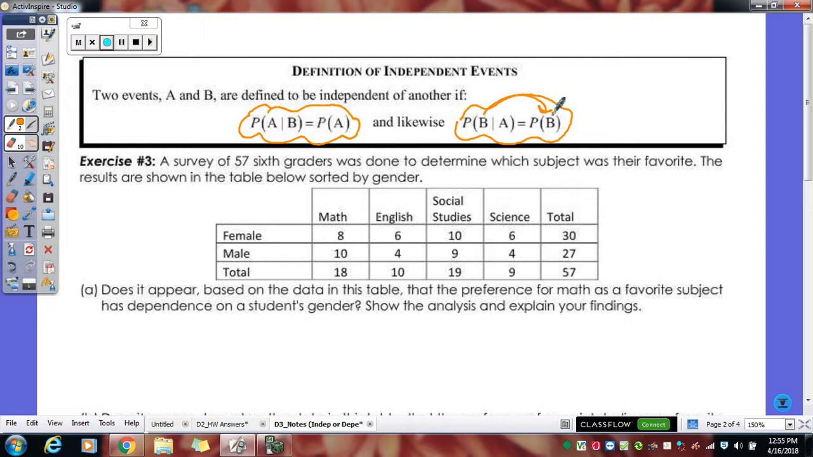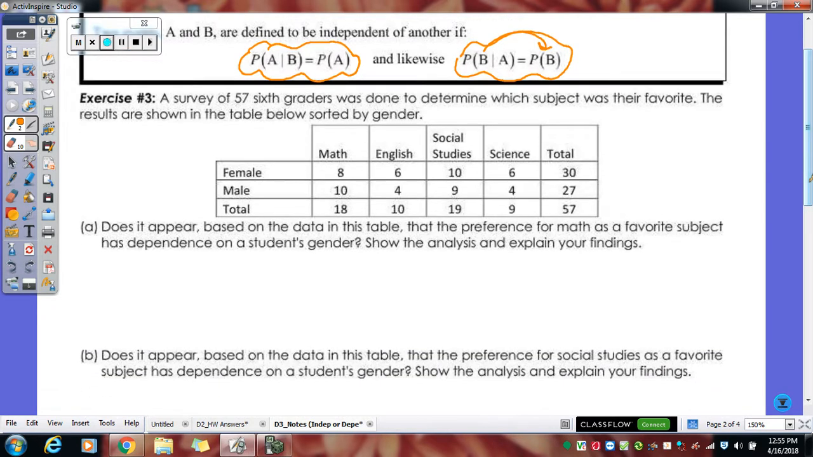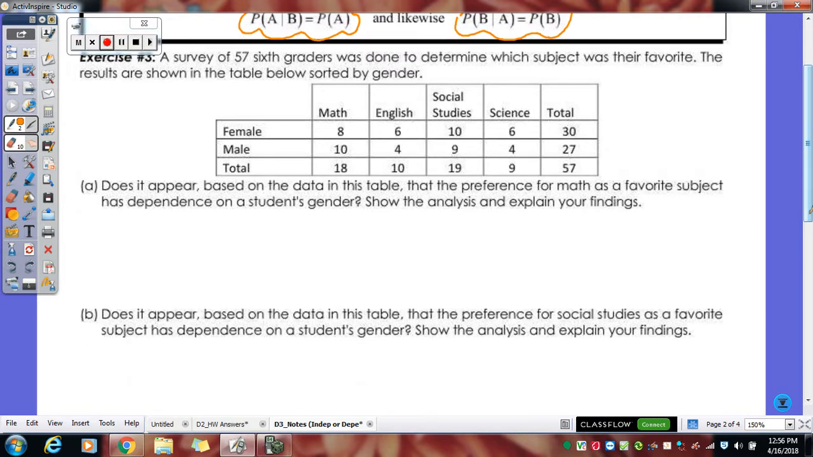So let's take a look at our survey. We're going to practice finding out if things are dependent or independent. We have a survey of 57 6th graders. It was done to determine which subject was their favorite. The results are shown in the table below, sorted by gender. So we have male, female, math, English, social studies, and science. Does it appear, based on the data in this table, that the preference for math as a favorite subject has dependence on a student's gender? Show the analysis and explain your findings.